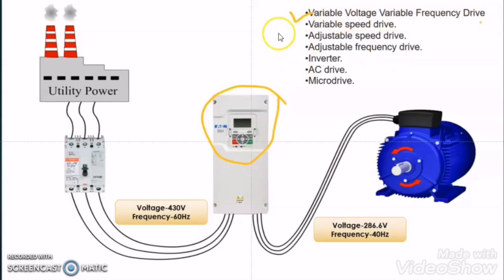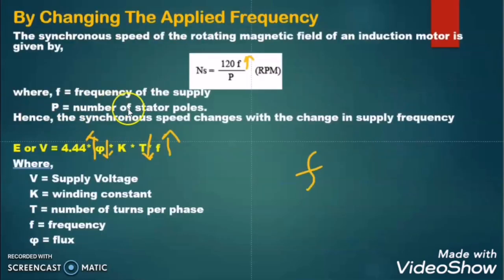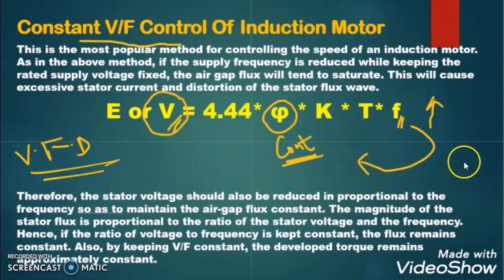It has other names also, like variable speed drive, adjustable speed drive, adjustable frequency drive, inverter, AC drive, or micro drive. There are different names, but they refer to the same thing, that is, the variable frequency drive. So what we learned so far is that the variable frequency drive changes the frequency as well as the voltage in order to keep the flux density constant in the stator core, which was the consequence we were facing when we were only changing the frequency of the power supply.